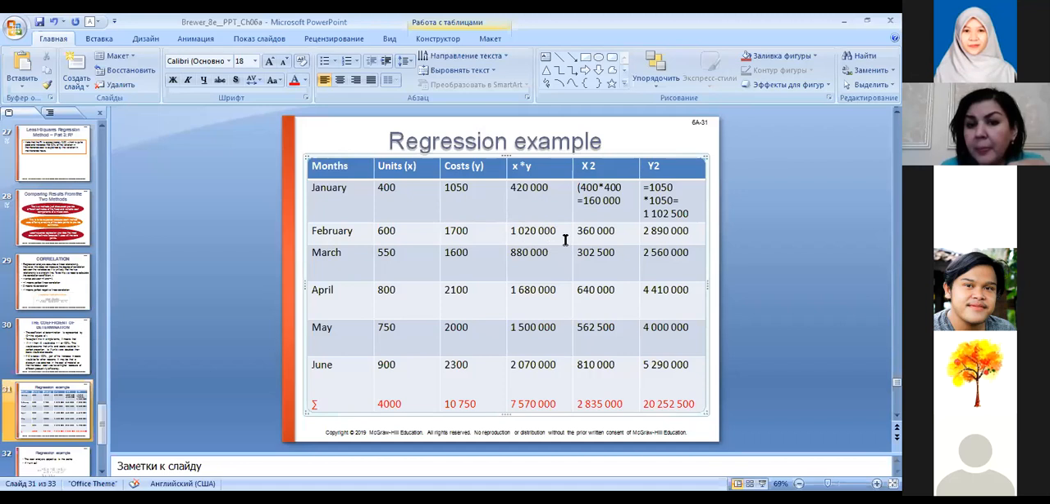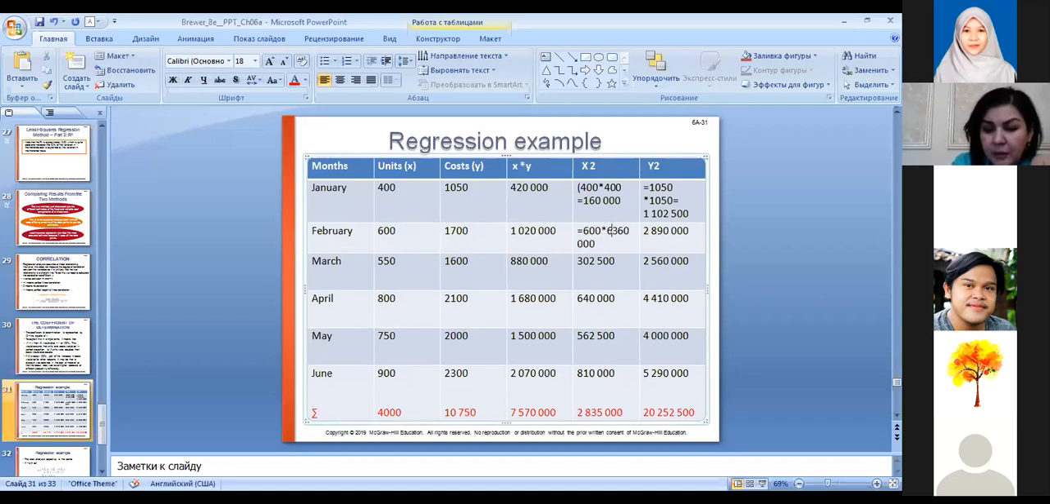1,020,000. If we have X squared, so 600 multiplied by 600, again 600 we multiply by 600, so this is X squared. We have again the result, 360,000. And Y squared, so this is simply 1,700 squared, and this is the result. So for each month we have calculated. Okay, so got the point how to calculate.